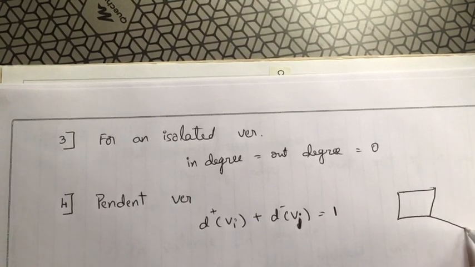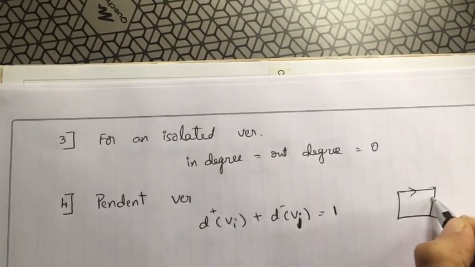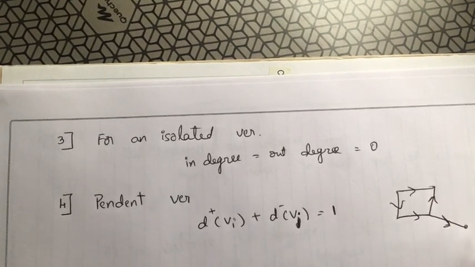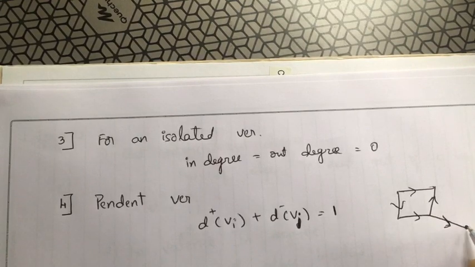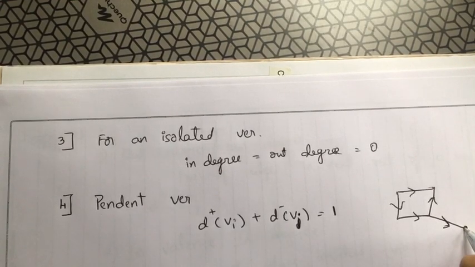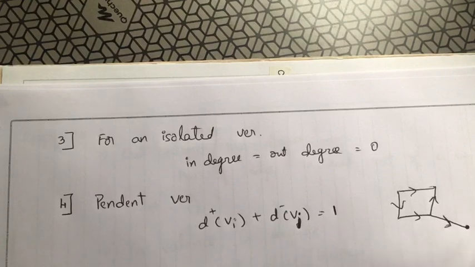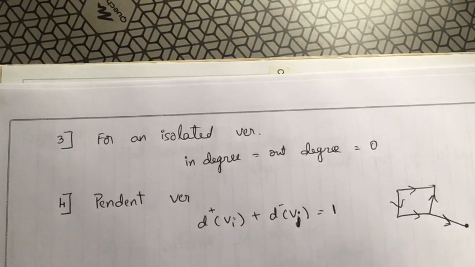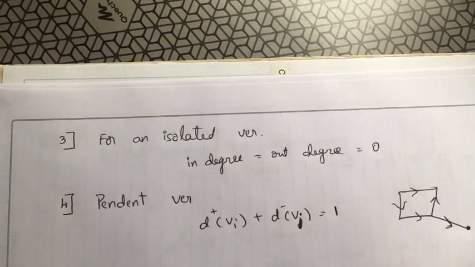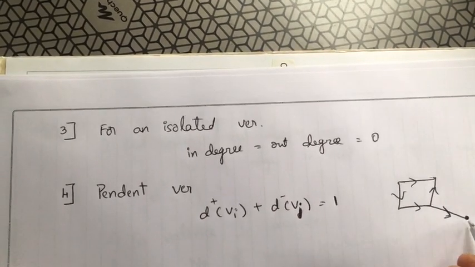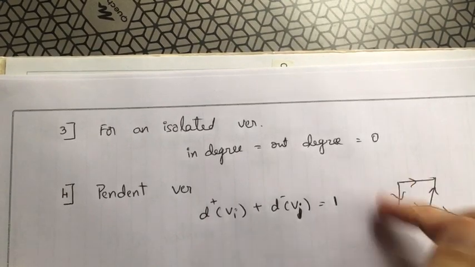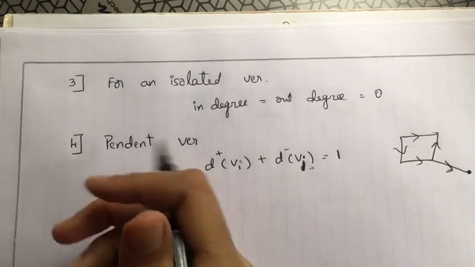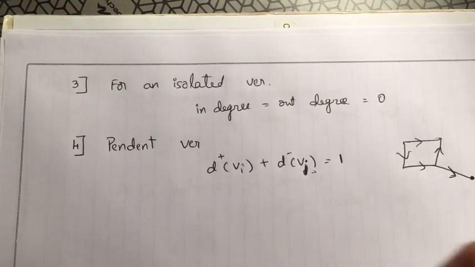If this is my graph, this is the pendant vertex. It has some direction now. So this is the pendant vertex, there is only an edge coming to this. There are no edges going out of it, of course. Therefore, its in degree is 1 and out degree is 0. So the sum is always 1. So I can say a vertex in the directed graph is a pendant vertex if this is true, meaning it is of degree 1.